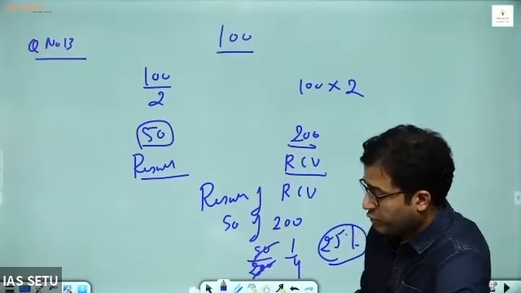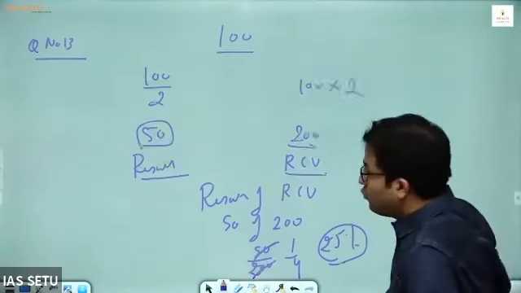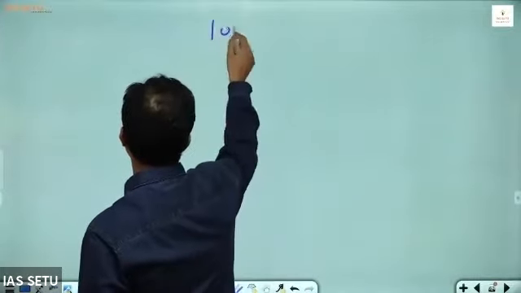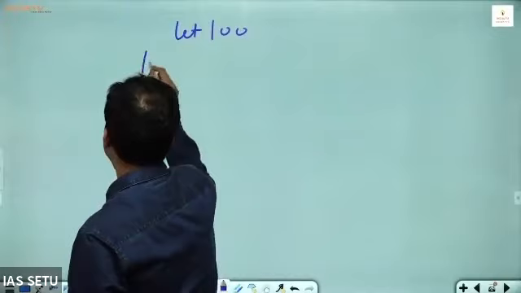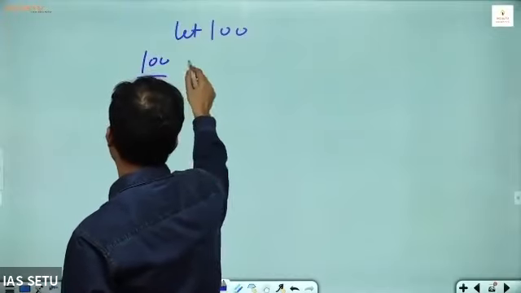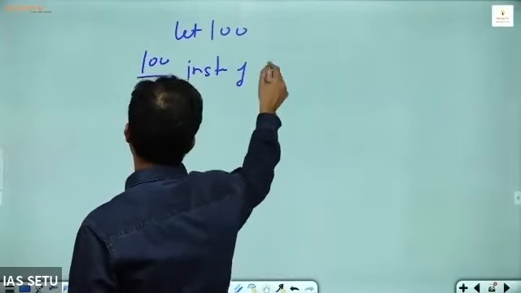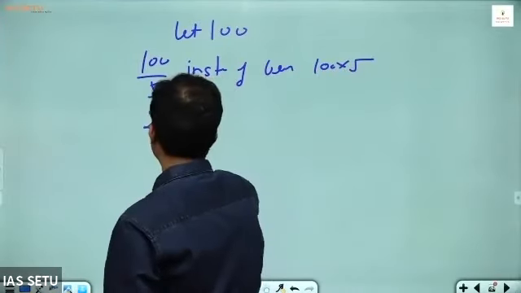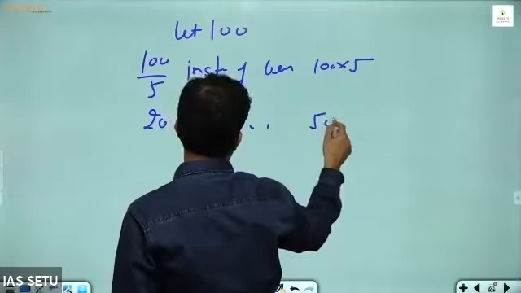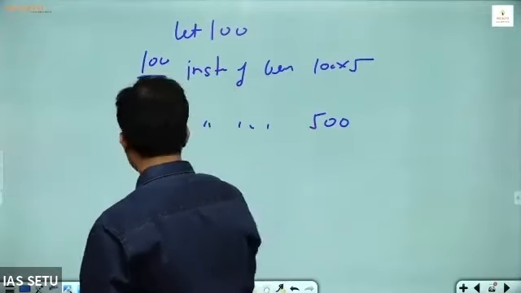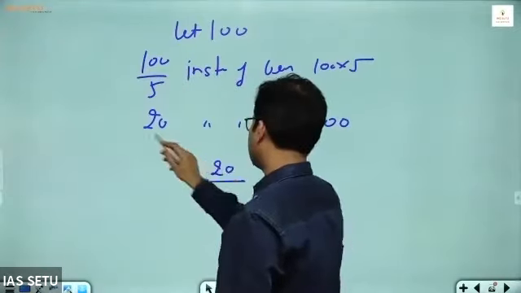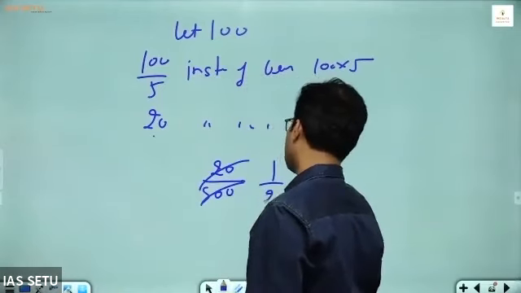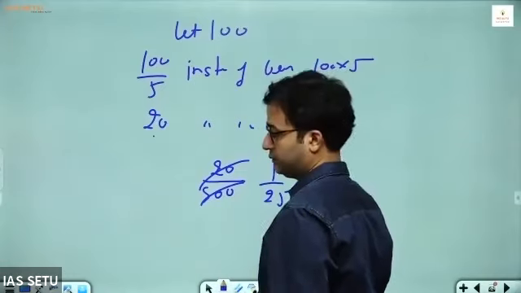Similarly, question number 14. A posting number is divided by 5 instead of being multiplied by 5. We assume posting number 100. So we divided by 5 instead of multiplying, and we got 20 instead of 500. What percentage is 20 of the required correct value? It is 1/25, which is 4%.